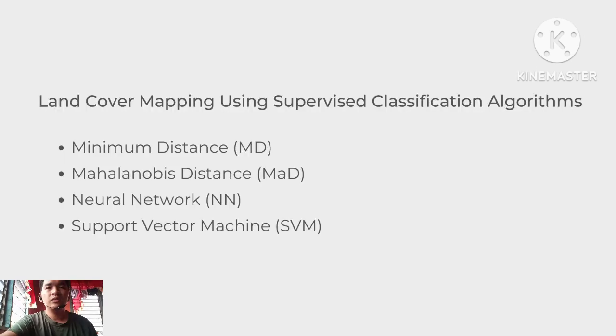So here we applied 4 supervised classification algorithms to produce an accurate 10 meters resolution land cover map. The first one is the minimum distance, second one is Mahalanobis distance, the third one is the neural network, and lastly the support vector machine.